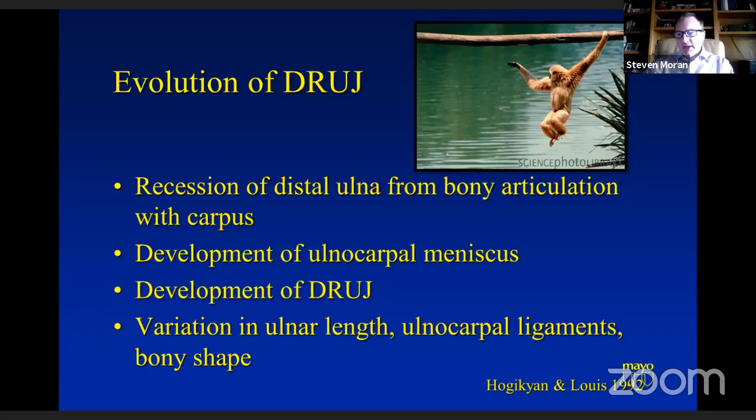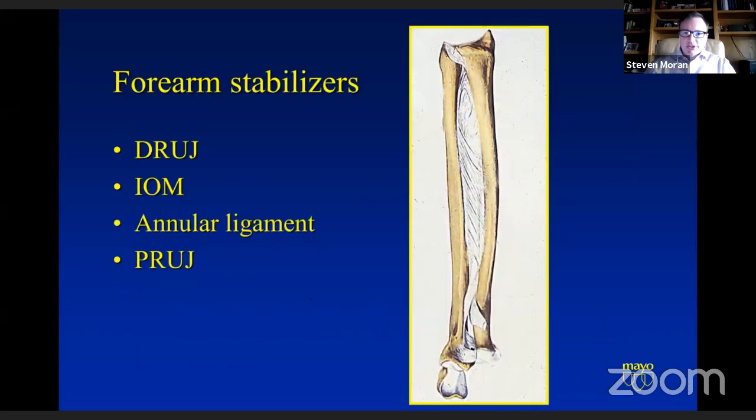Because of that, you will find in every patient that you examine a fair amount of variation in the length of the ulna, the position and thickness of the ulnar carpal ligaments, and the bony shape of the carpus. And I think that's all important when you're examining your patients.